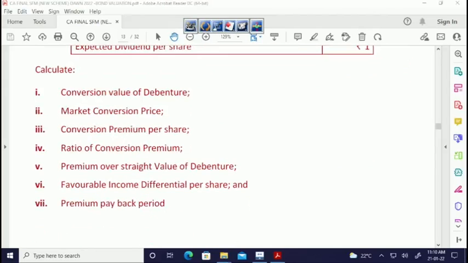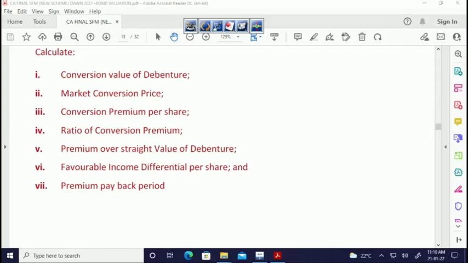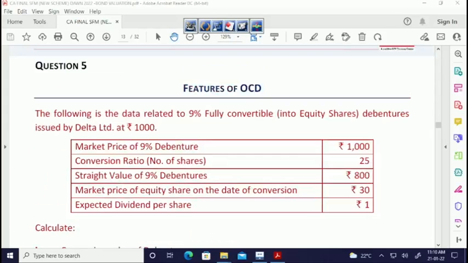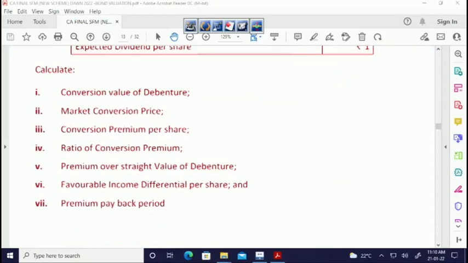What is the ratio of the conversion premium? It's 40 minus 30 by 30, that is 33.33%. How much extra are you paying in percentage terms? 40 minus 30 by 30. Premium over straight value of the debenture: the price of the bond is 1000, the straight value is 800. So the premium over straight value is 1000 minus 800 by 800, which is 25%.